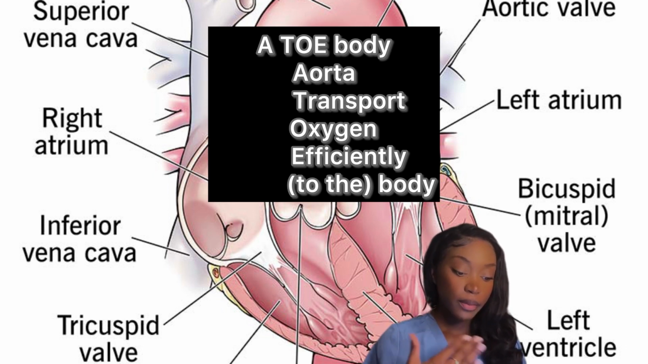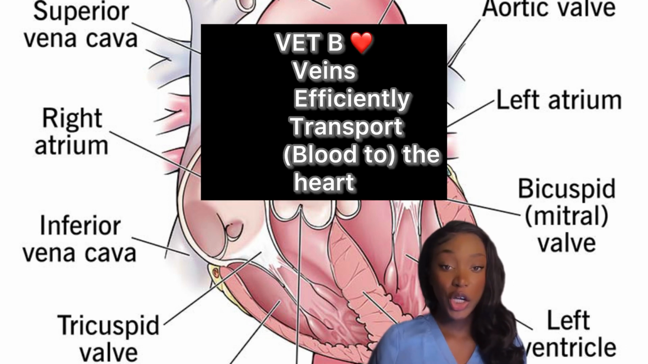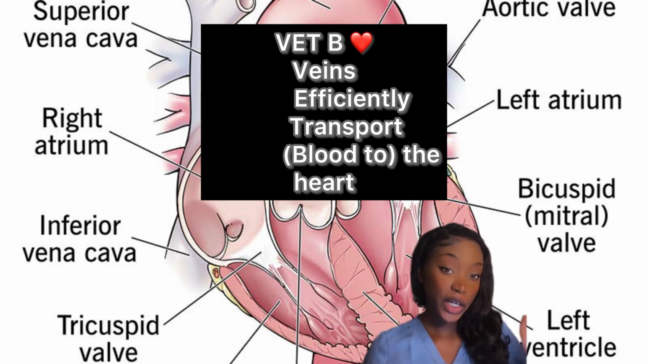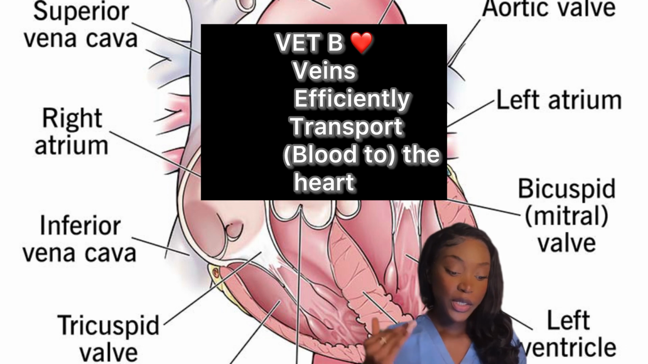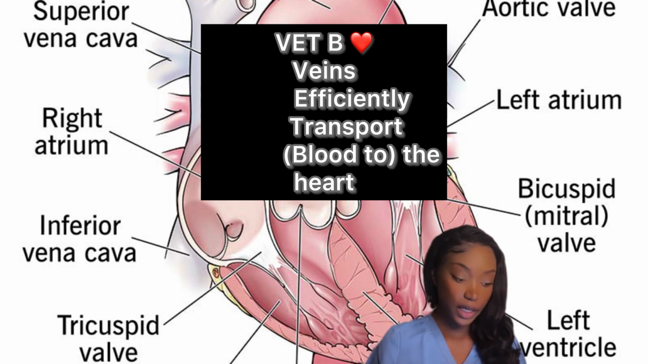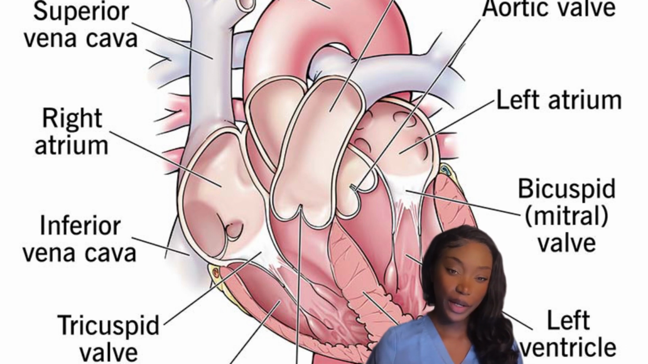Aorta transports oxygen to the body, while "Vet B", you can just pretend you have a crush on a vet and their name starts with B. So Vet B with a little heart because you have a crush on them. So veins efficiently transport blood to the heart. And that is how blood flows.